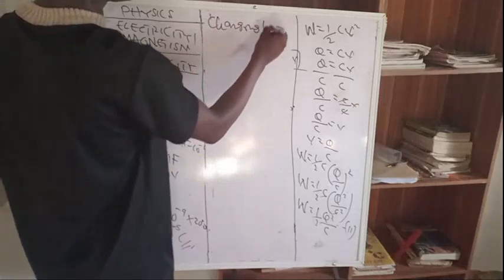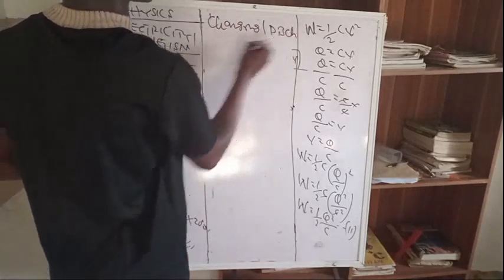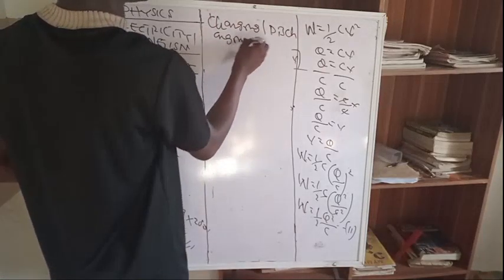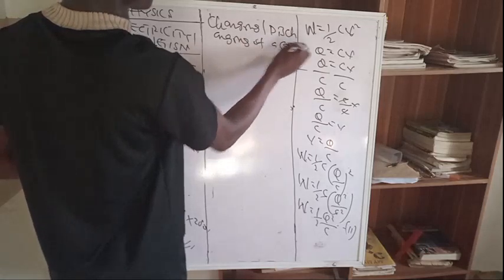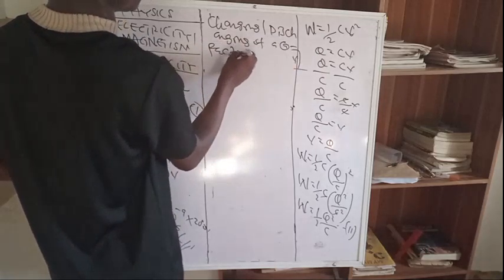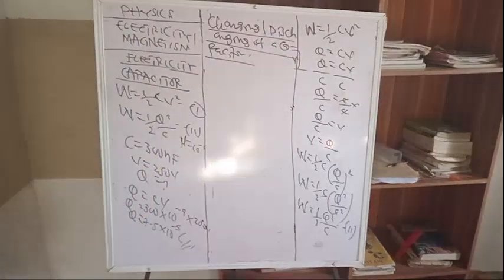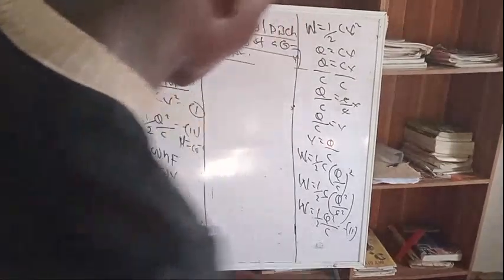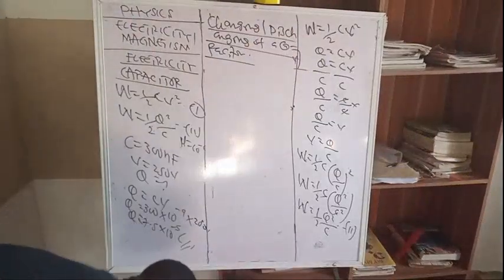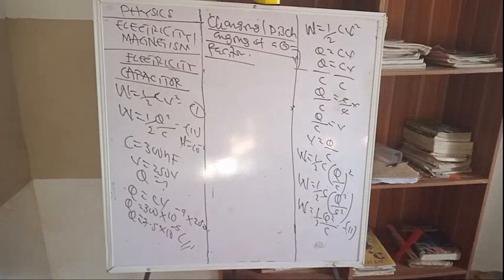It's very easy. If you want to charge a capacitor, there's something we're going to do, there's a value you're going to have. And if you want to discharge a capacitor, there's also a value you are going to have. So let's look at that.